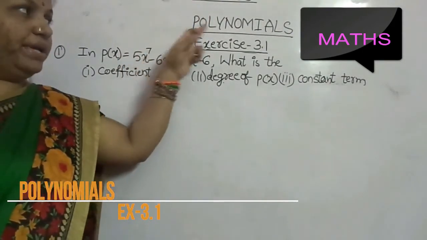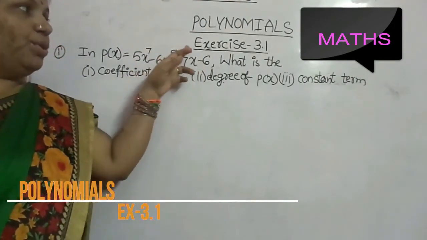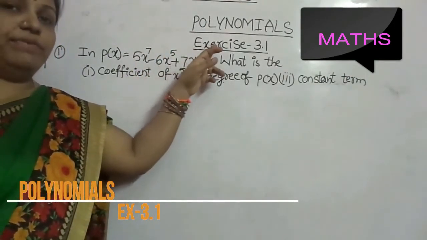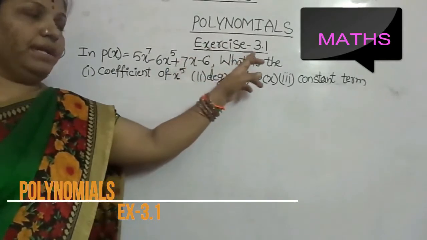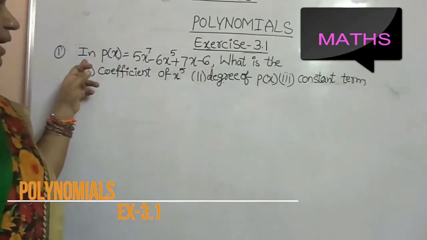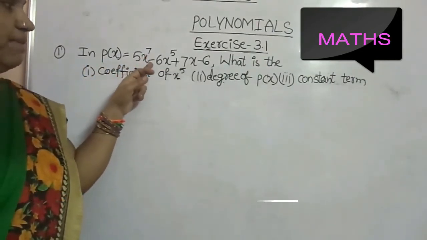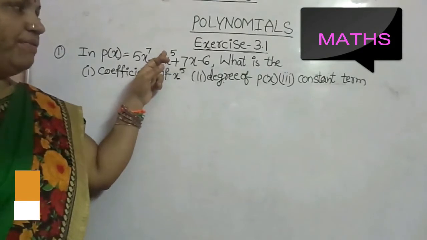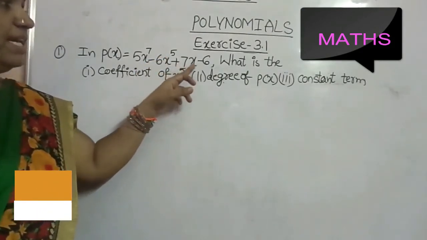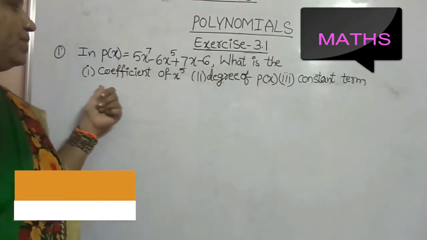Topic polynomials. That is the third chapter in our textbook. In that, we are learning about the first exercise, exercise 3.1. See that first question: p of x is equal to 5x to the power 7 minus 6x to the power 5 plus 7x minus 6. What is the first question?